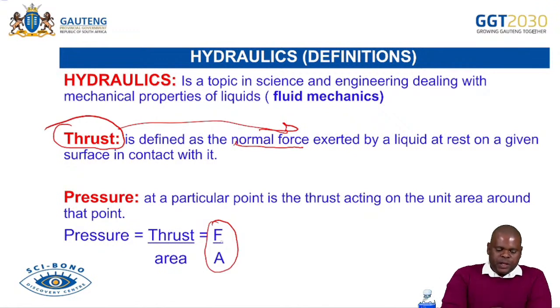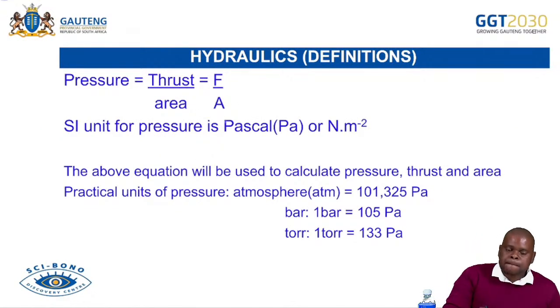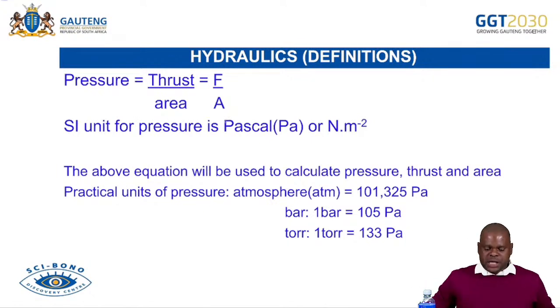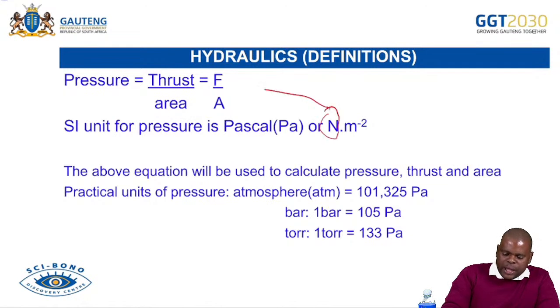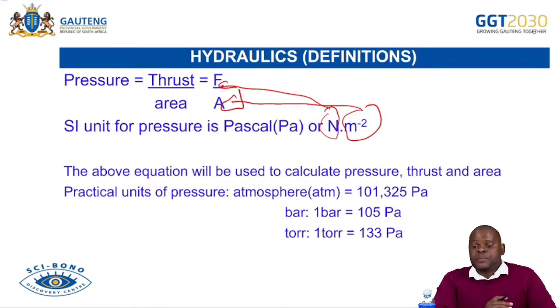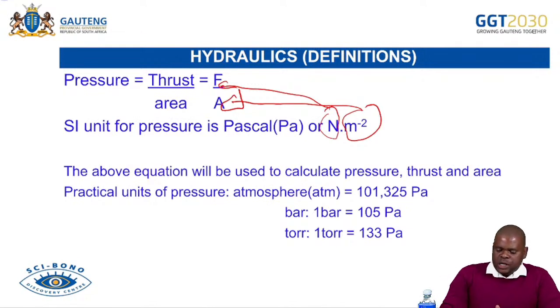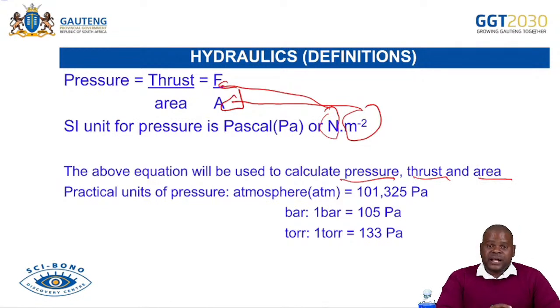Then we continue. If pressure is equal to thrust divided by area, the SI unit for pressure is Pascal or Newton per meter squared. This Newton comes from the force, and meter squared comes from the area. We know that the unit for area is meter squared. The above equation will be used to calculate pressure, thrust, and the area. And sometimes you can still use the same to calculate even the radius of the surface of the area. Are we together?